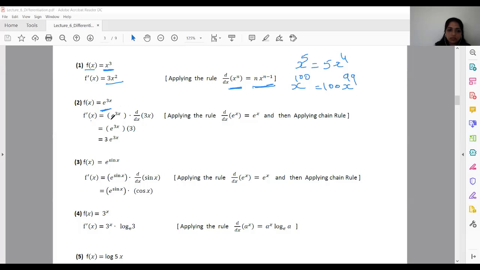So e raised to 3x, keep it the same. And then applying the chain rule, the d by dx of this power, so d by dx of 3x, that is 3. So 3 e raised to 3x.